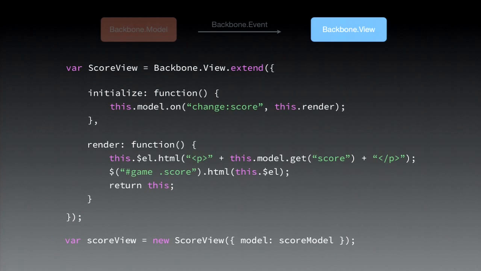And render is that second important part. So every view, by convention, has a render function. There's nothing special about that name. It's just a convention in Backbone. And here, all I'm doing is creating a new element in jQuery. Really, it's just a p tag, and I get the score value, set it, and then I add that to my DOM. That's really all it's doing.